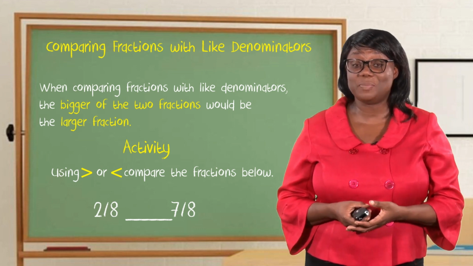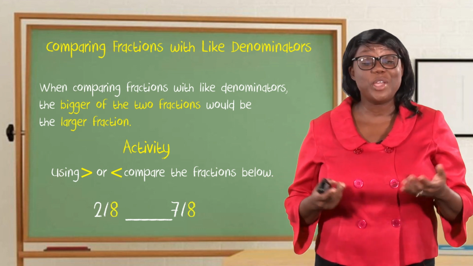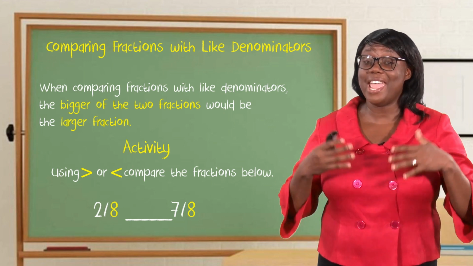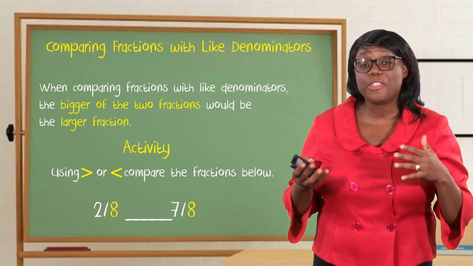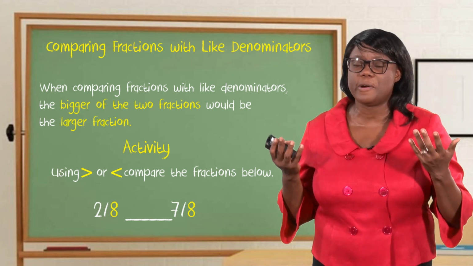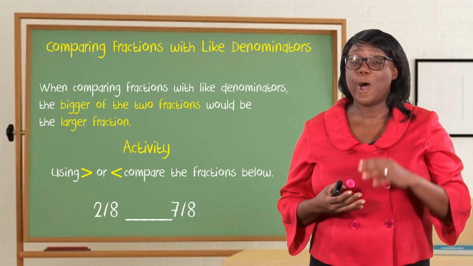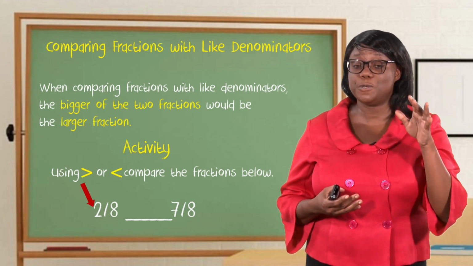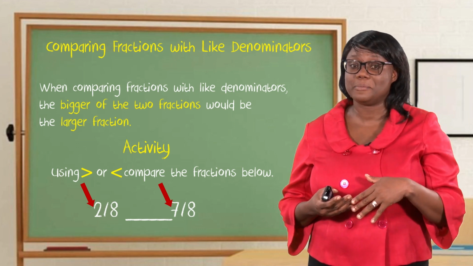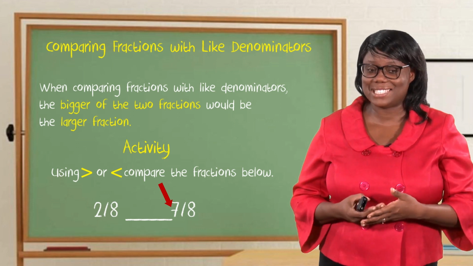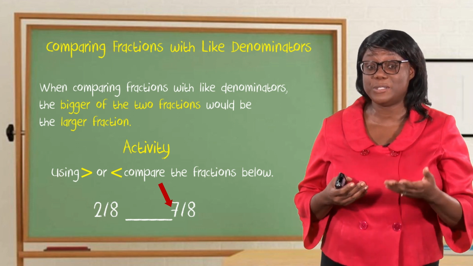You should be finished by now, boys and girls. We know that our denominators are the same. They are alike. So that makes our work super easy. So we will just look at our numerators. Our numerators are 2 and 7. Which number is greater? Yes, 7 is greater than 2.